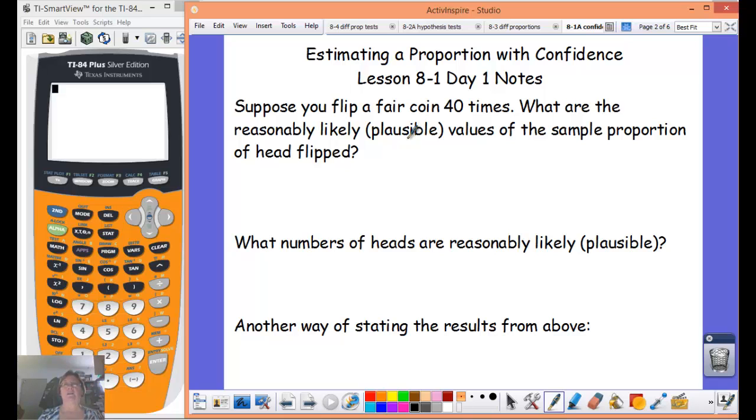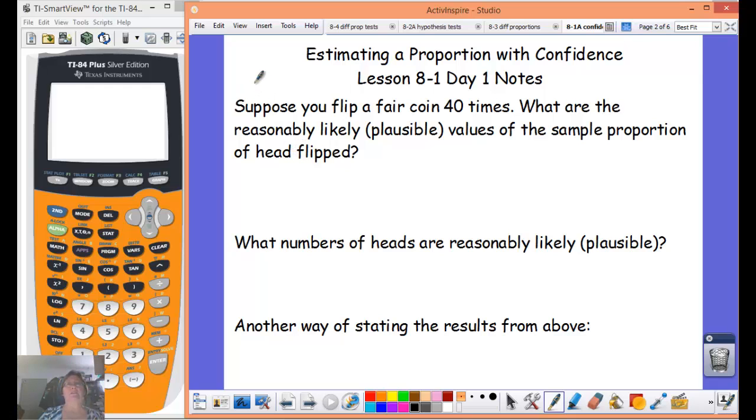We're going to start today by talking about how you can estimate the population proportion, and it says with confidence, right? We want to be confident of our estimate. We're going to begin here. Suppose we're flipping a fair coin 40 times. I'd like you to think about what's considered reasonably likely or plausible for the sample proportions of heads flipped.